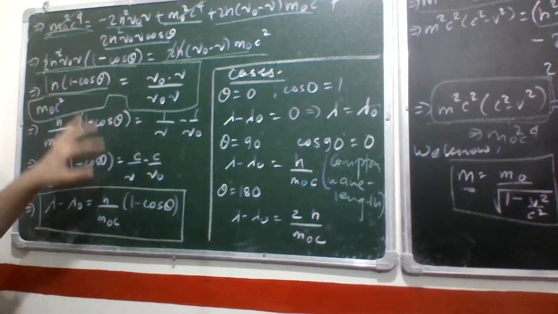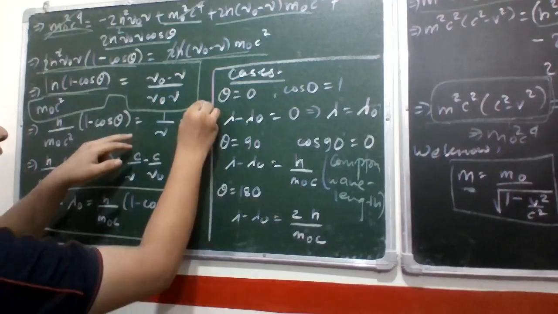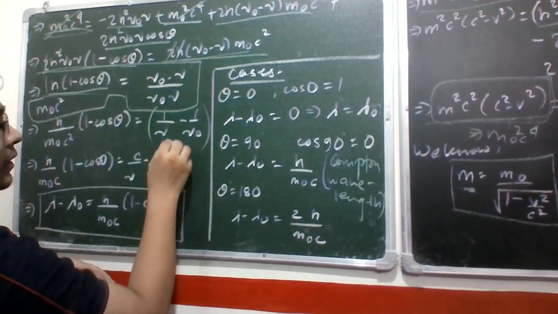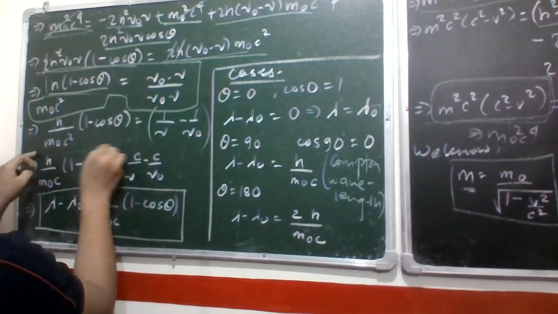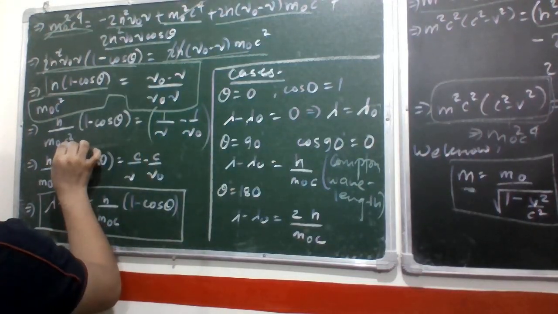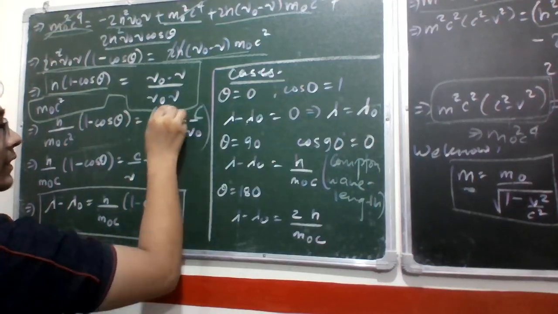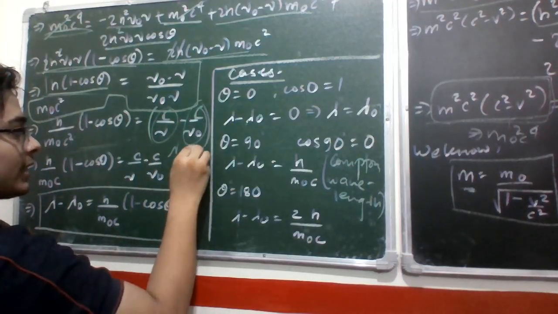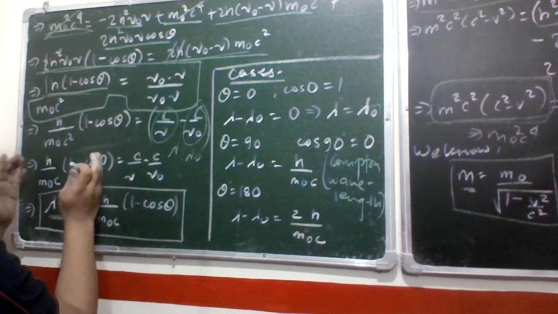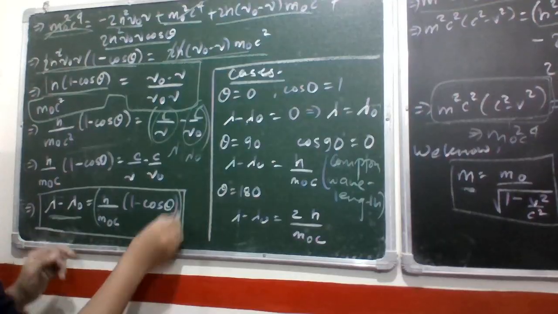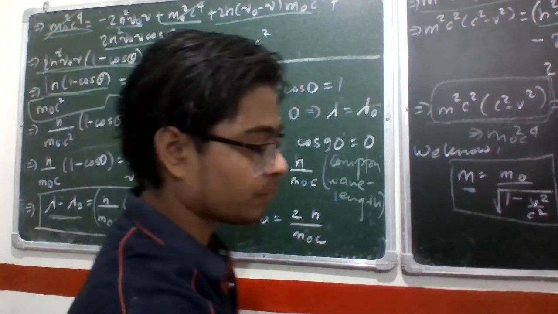Right. Now after this, you can find the difference between 1 by nu minus 1 by nu naught from this expression. And we know if we write that c here, this gives us lambda and this gives us lambda naught. So that is what I did. And on the other side, we got this expression. So this is what we were looking for.